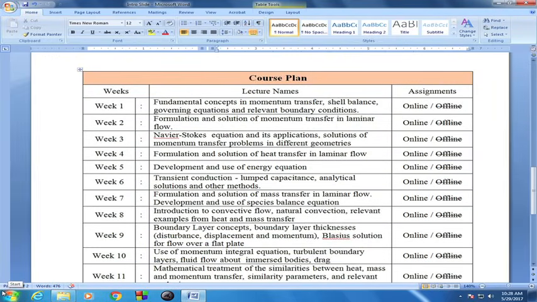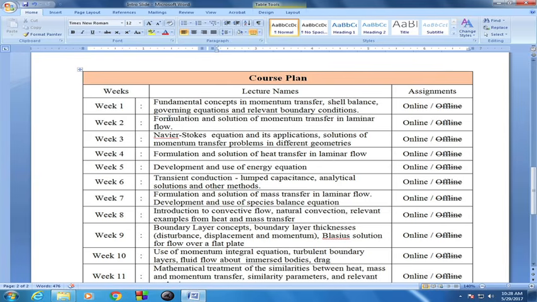So, the first few lectures will be on fundamental concepts of momentum transfer, which you already know through your studies of fluid mechanics. Then we are going to talk about a new concept, which is the shell balance.